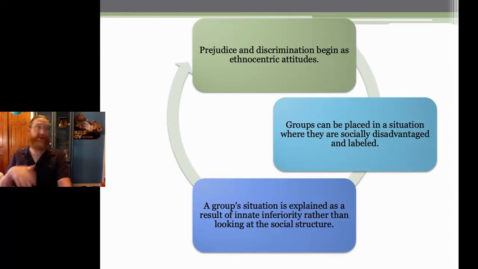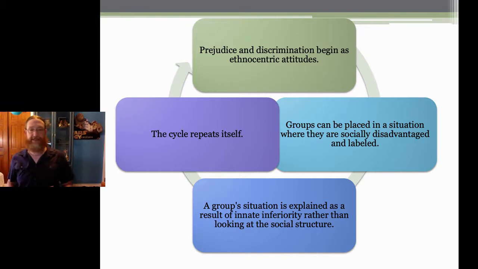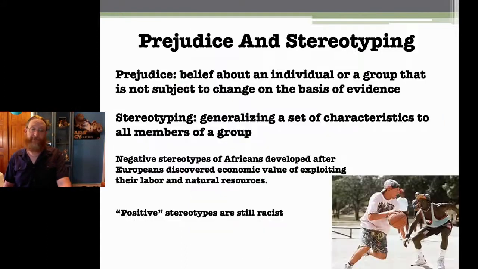Prejudice and discrimination begin as ethnocentric attitudes, right? Our group is better than theirs. We do things the right way, in-group, out-group, stuff we've already talked about. Groups can be placed into a situation where they're socially disadvantaged and labeled. Then the group situation is explained as a result of innate inferiority rather than looking at the social structures that built that. And then here we go, the cycle repeats itself. It's really, really important to understand that you can't just talk about it. These people's movements happen because of a dire need to change systemic racism and discrimination, which isn't just about whether people lead a good life or have a lot of life opportunities and chances, as we've talked about, but whether they live at all or whether their children live at all.